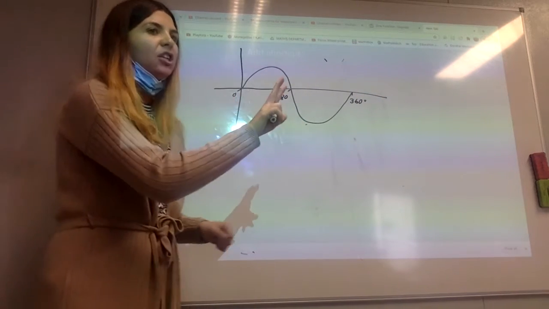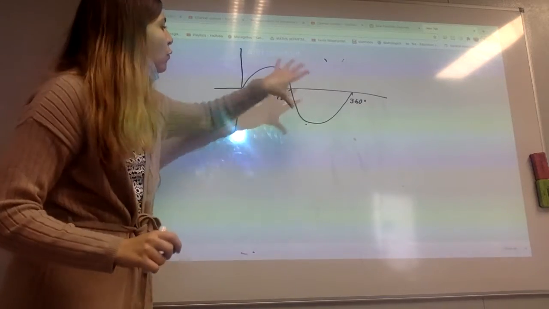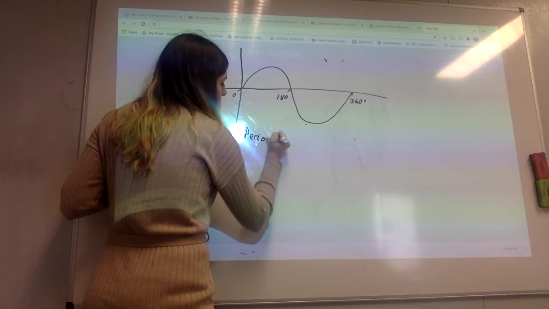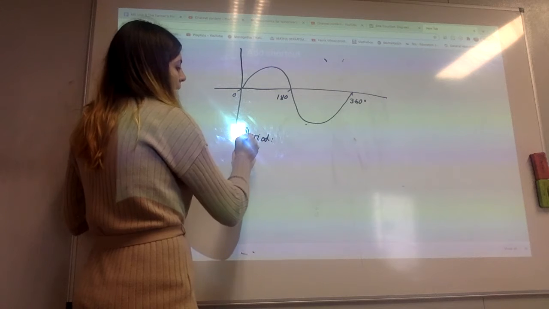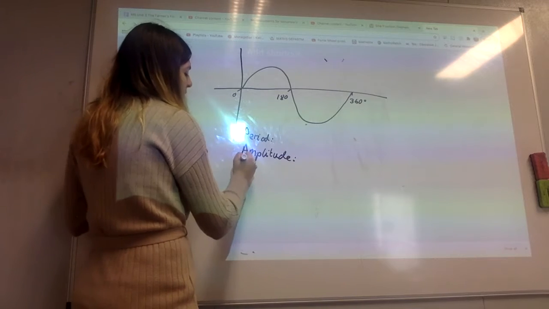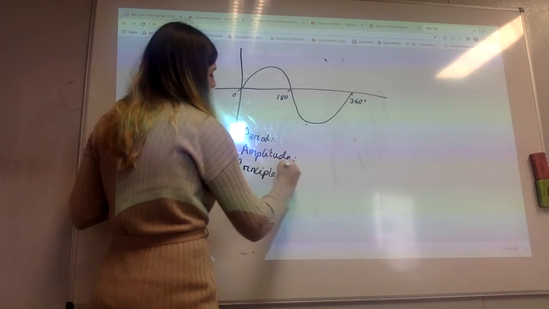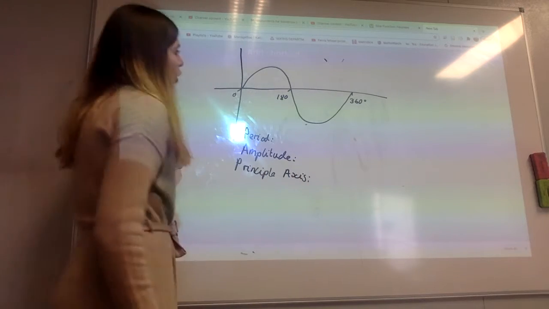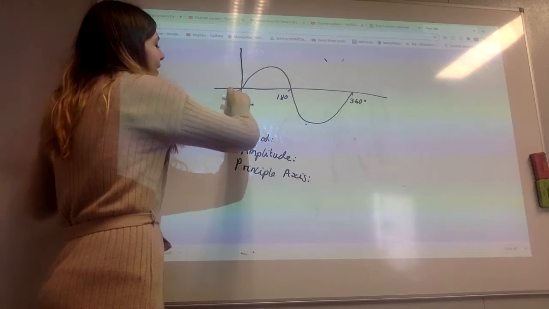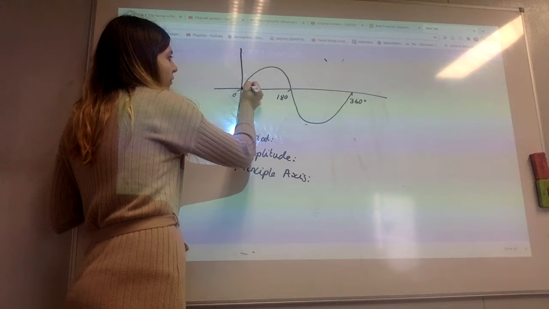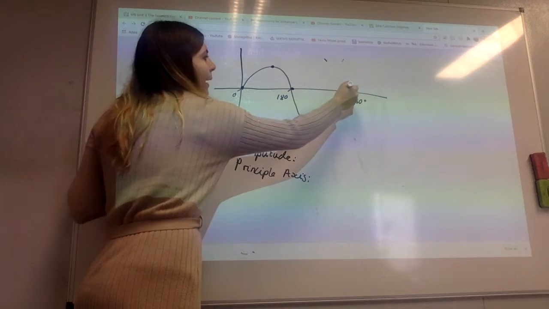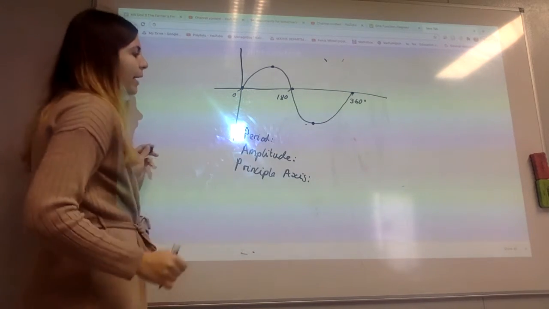Now there's 3 key features I want to talk about for this graph. The key words we want to talk about today are the period length, the amplitude, and the principal axes. So the period is how long it takes to complete a cycle. If you go from this point up to its maximum, back down to the original point, down to the minimum, back to its original point, what is the period length going to be?